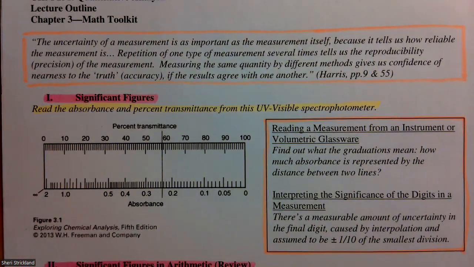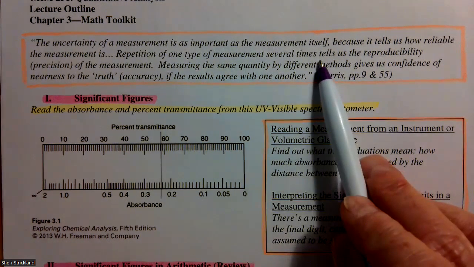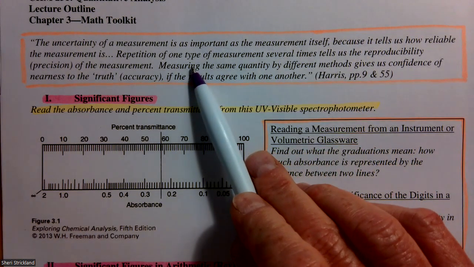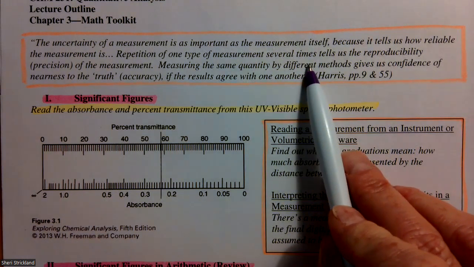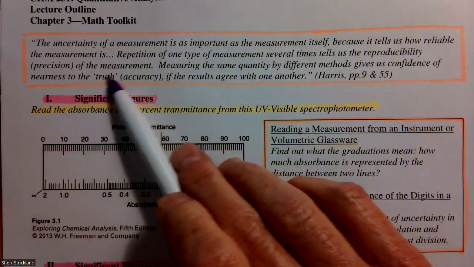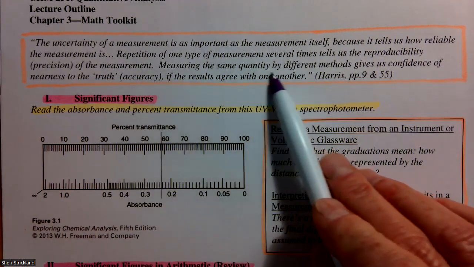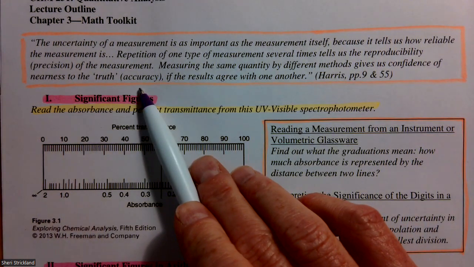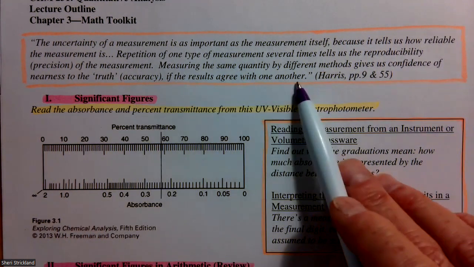So analytical chemistry is based on measurements that provide information in fields such as medicine, environmental chemistry, forensics, and the production of every consumer product on the planet. But the uncertainty of a measurement is as important as the measurement itself because it tells us how reliable the measurement is. The repetition of one type of measurement several times tells us the reproducibility or the precision of the measurement. Measuring the same quantity by different methods gives us confidence of nearness to the truth, that is, the accuracy of the measurement, if the results agree with one another.